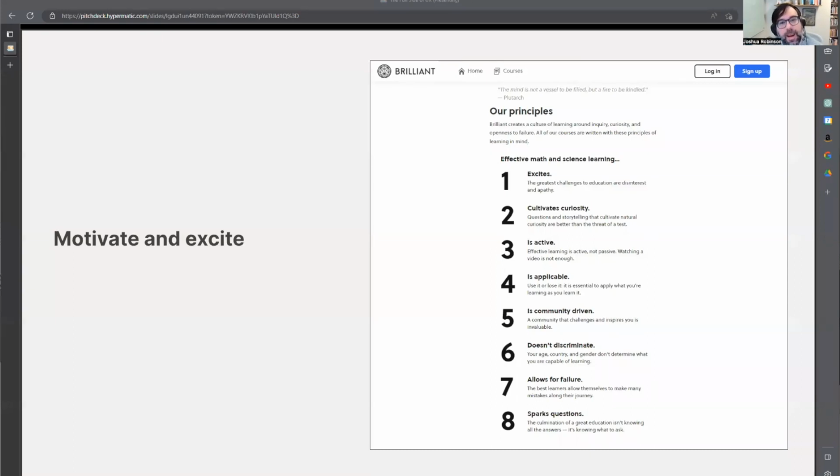And so I saw that they had a section of their website called Principles. And I love that their first principle was just excite. The greatest challenges to education are disinterest and apathy. And their second one is cultivate curiosity. Questions and storytelling that cultivate natural curiosity are better than the threat of a test. So I think we can use fun as a principle to excite and cultivate curiosity in our customers and our clients and our users, whatever the domain is, right?